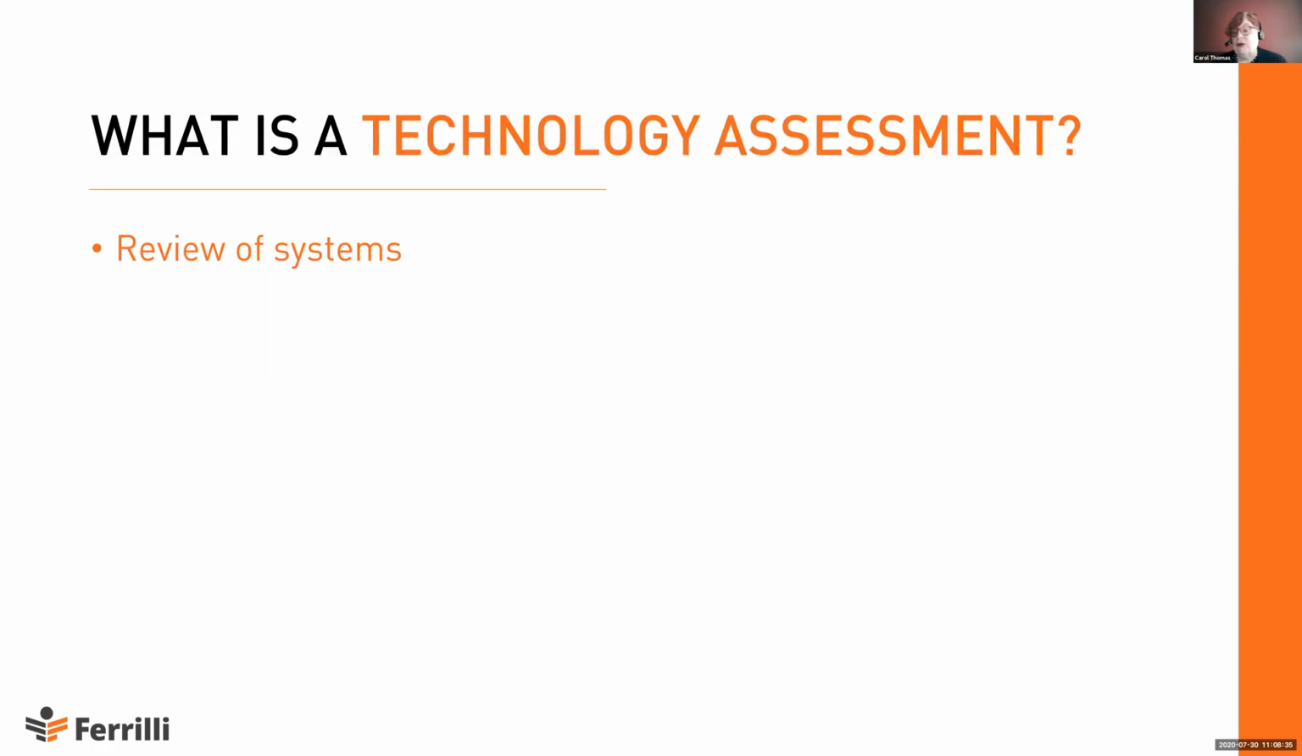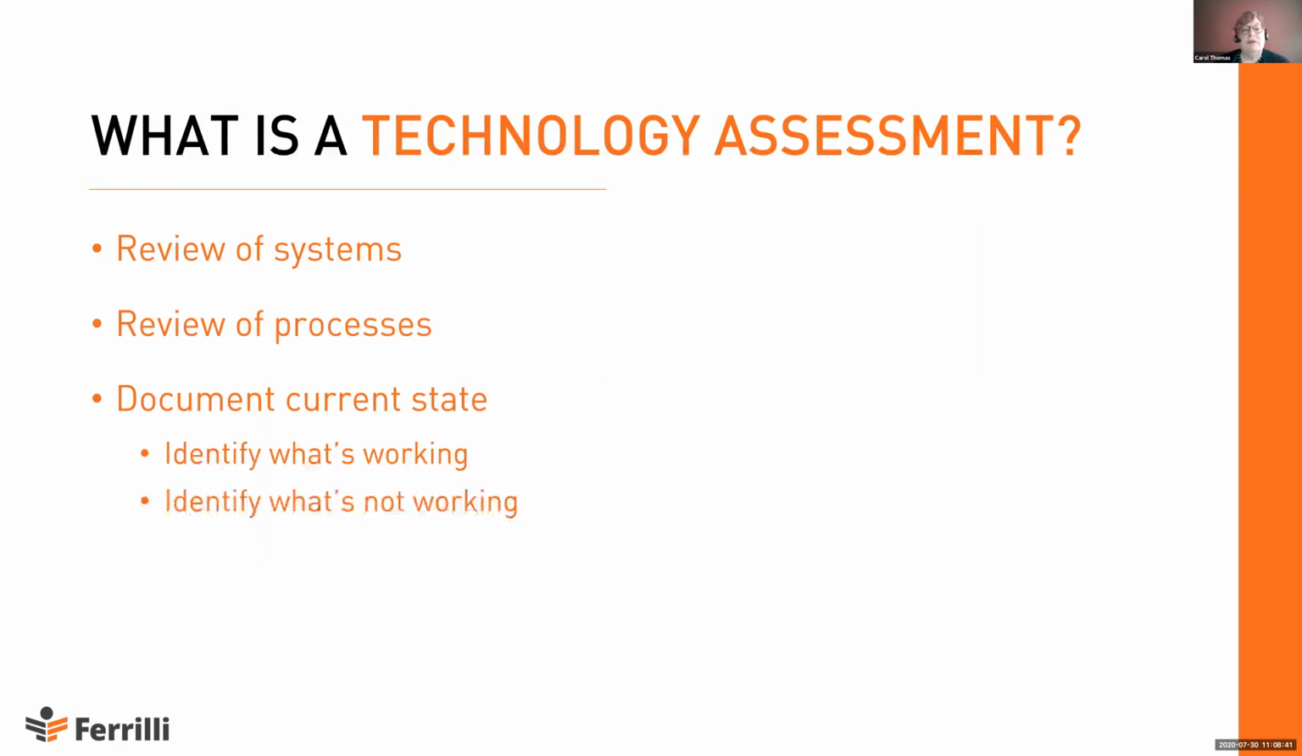It's really a review of systems, and so one of the things we would ask you for is a catalog of the systems that you use in your area of responsibility. It's a review of processes. Now, I'm not saying that we're going to do a complete business process reengineering for you unless you ask us to, but we really collect information that tells us a lot about the processes that you are using to identify really what's working and what's not working.